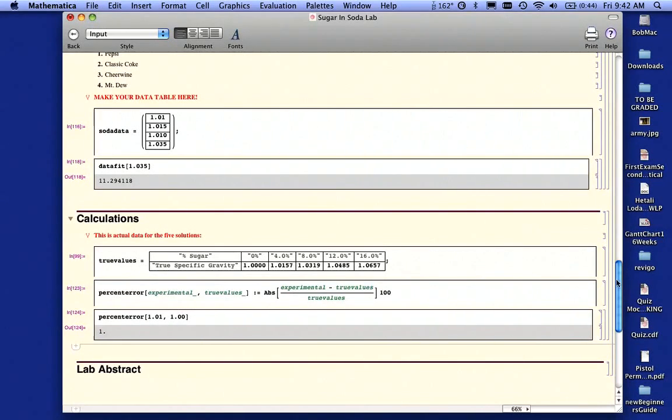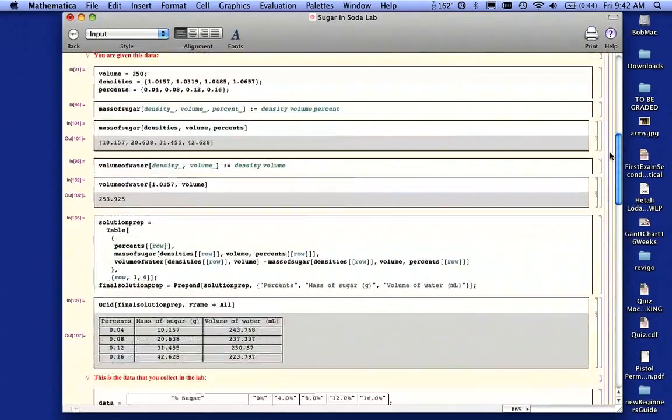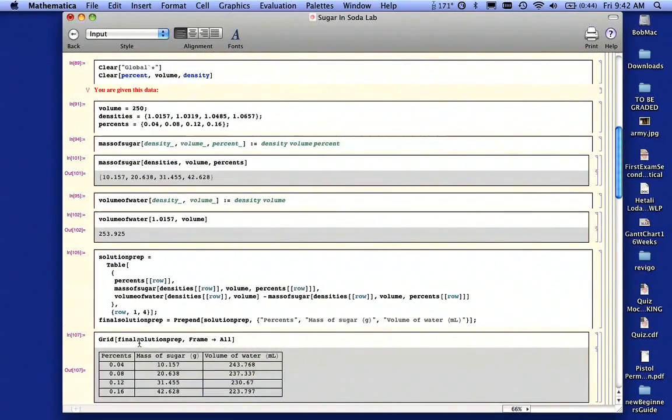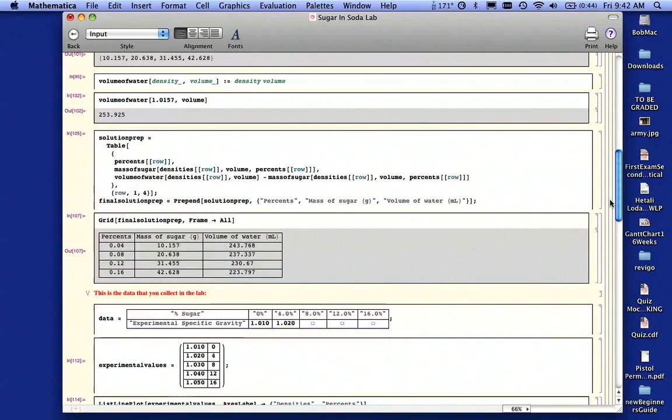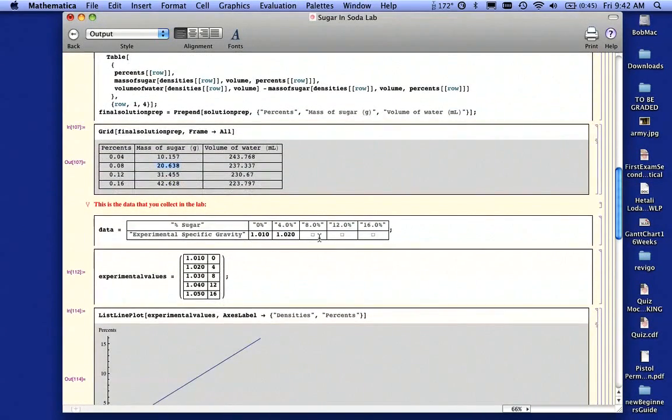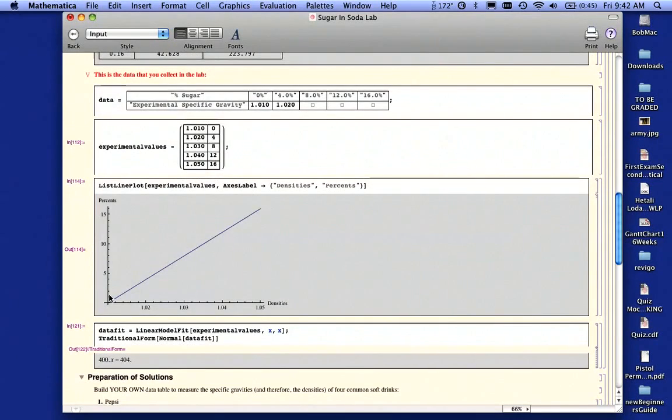So this is how you do the calculations. Let me do a quick review. All of this stuff up here is the mathematics needed to figure out how you prepped your solution here: 10%, 20%, 30%, 42%. Then I collected data in the lab for 0, 4, 8, 12, and 16. I collected densities. I reorganized that data so that my densities were X, my percentages were Y. I plotted it, and so I got a nice straight line with densities as X and percentages as Y.